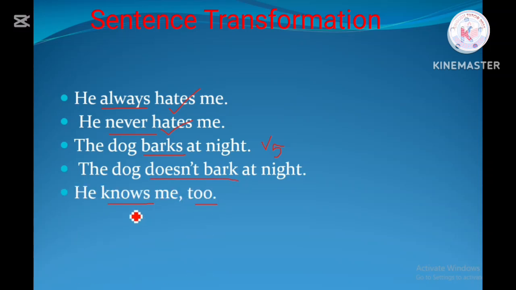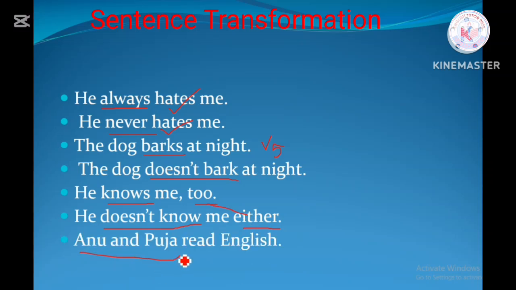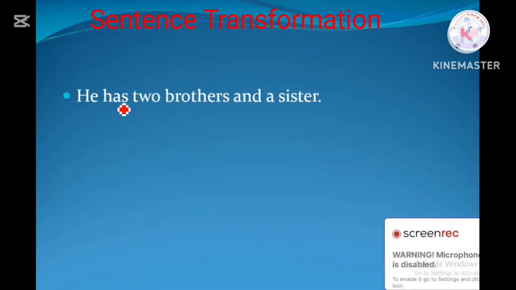Now, he knows me too. Here we have two things. Knows is changed into doesn't know, doesn't plus V1, and too is changed into either. The other one is: Anu and Pooja read English. Here read is V1, and that's why we use do not read English. Anu and Pooja do not read English.